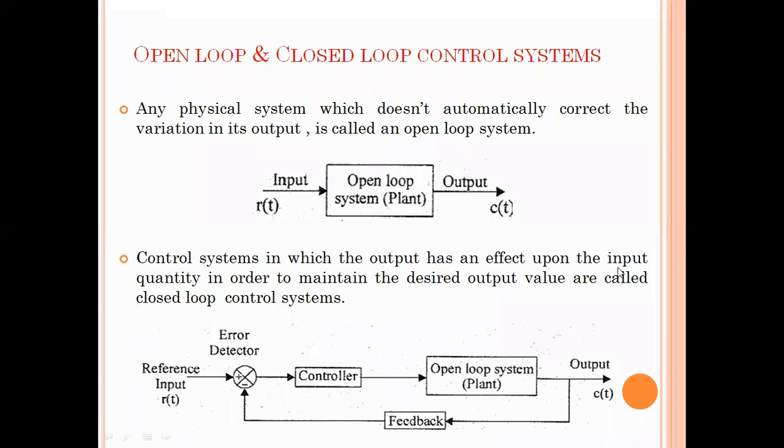So this is a block of an open loop system, and this open loop system has an input which is R of t. t defines the time domain. Okay, R is the input, and it has an output which is C of t. So output is C of t, input is R of t. This output is completely controlled by the input signal R of t. Okay, but the output cannot be controlled automatically.